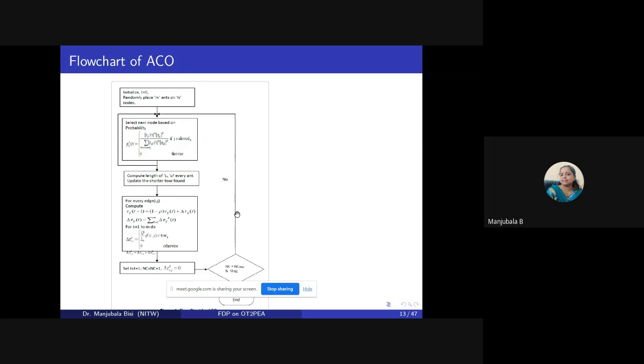So I will come back to this flowchart because these equations, if I tell them now, you can't understand. So I will explain through an example. Again, I will come back to this flowchart.